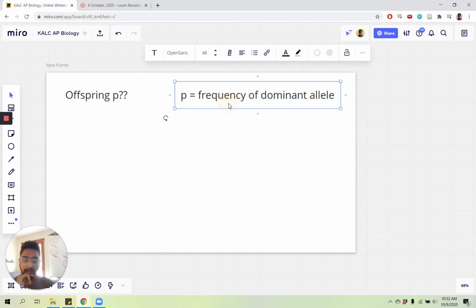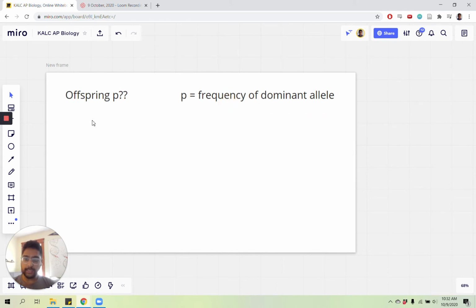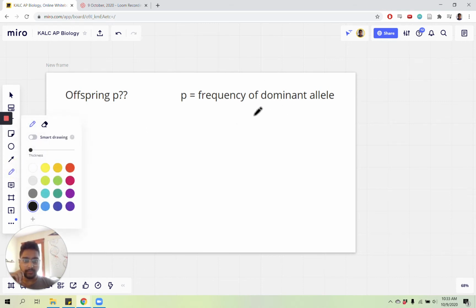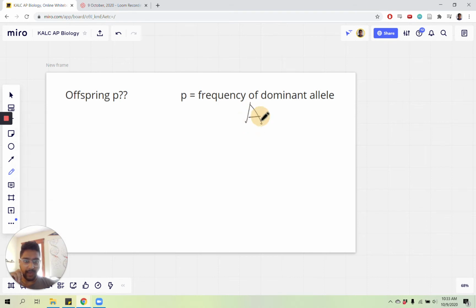Well, what do we mean by offspring P? Offspring P is the result of your simulation. We're looking for the frequency of the dominant allele as a result of your simulation. And this means we're looking for the frequency of A as a result of our simulation.